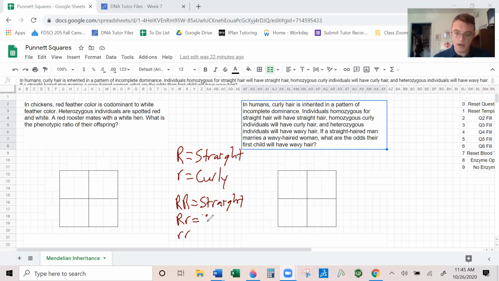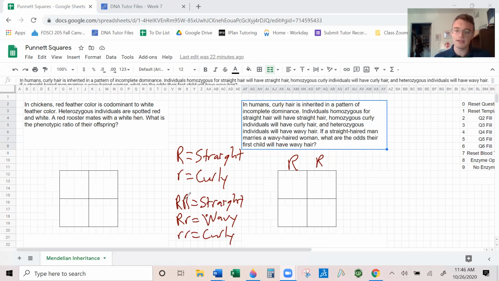This gives me wavy hair, because that's what they told me. Heterozygous individuals will have wavy hair. And this gives me curly hair. Okay, so we have a straight-haired man. So he is going, according to our table here, to be big R, big R. It's really helpful writing out that little table. Most people skip that, but it's really helpful, especially this week, to write out that little table, just so that you don't accidentally confuse yourself and run back to week 6's ideas that big R totally dominates little r.